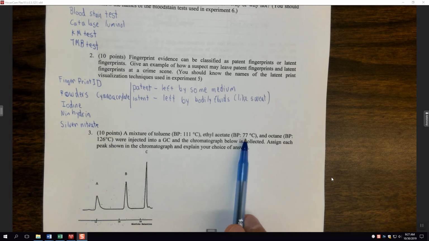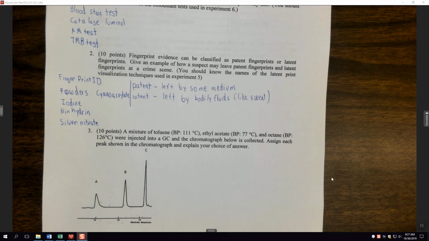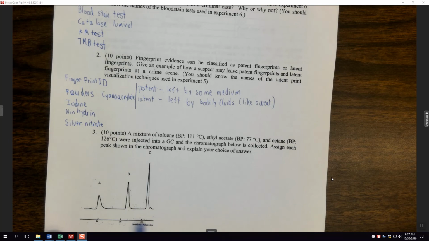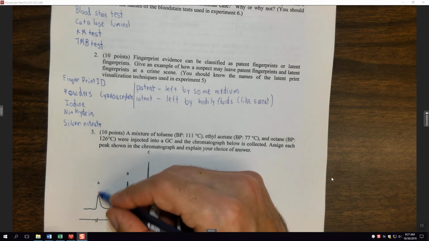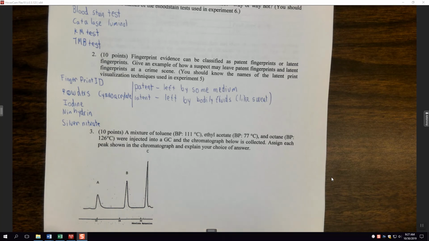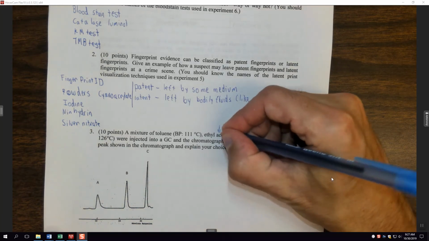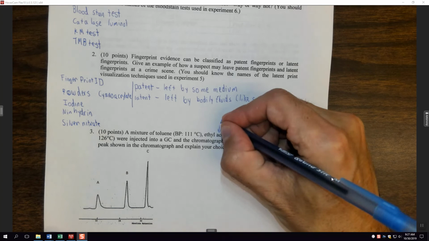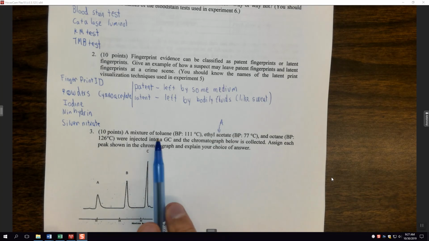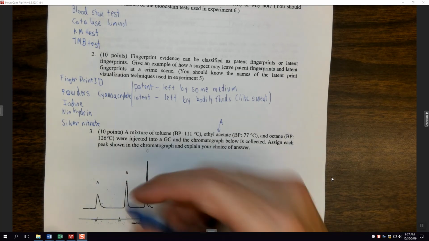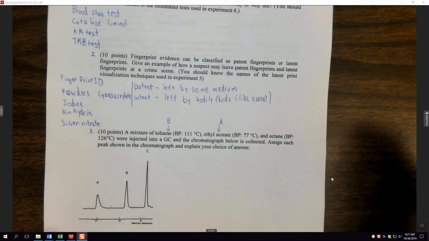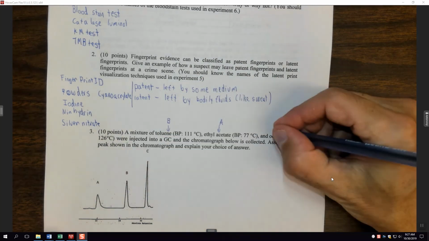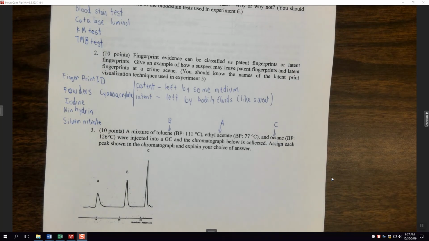So if ethyl acetate has a boiling point of 77 degrees, it's going to come out of the column first. Remember that on this axis, we have retention time. This is the time that the peak took to elute. And at the top of the peak, we would call that the retention time of A. So ethyl acetate here is A. Toluene now has the intermediate boiling point, so this is B. And octane, which has the highest boiling point, is choice letter C.